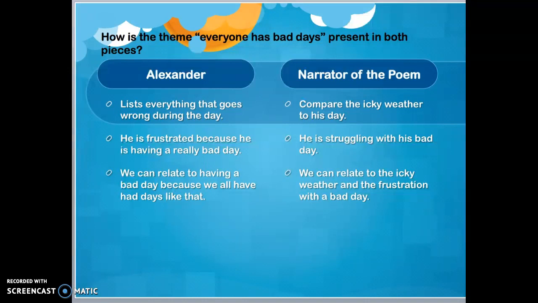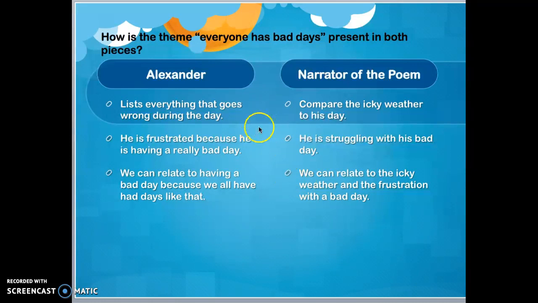It's presented in both pieces. How is this? Well, if we look at Alexander, he lists everything that goes wrong that day. He's very frustrated because he's having a bad day. And we can relate to this because we've all had bad days like this. This is not something foreign or uncommon to people. The narrator of the poem compares the icky weather to his day, and he's struggling with this bad day just like Alexander is, and we can relate to that. Icky weather and frustration can create a bad day.